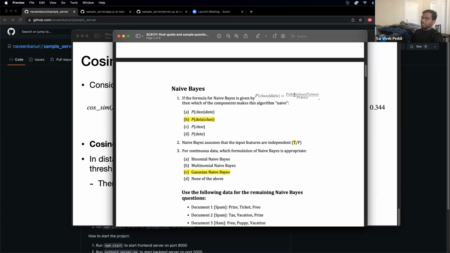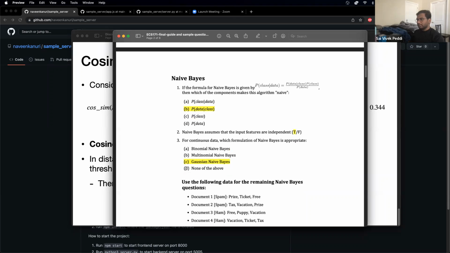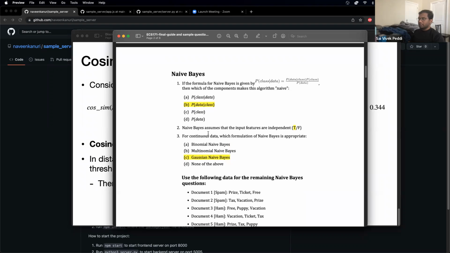way that if your data has multiple features like x1, x2, x3, and so on, you assume that all of them are independent, because a joint distribution P of x1, x2, x3, up to xn can be given by P of x1 given c1 into P of x2 given c2. This particular thing, P of data given class, is what makes the whole algorithm naive, right? Naive Bayes assumption. So naive Bayes assumes that the input features are independent. We're just discussing this. Yes, it assumes that all the input features are independent.